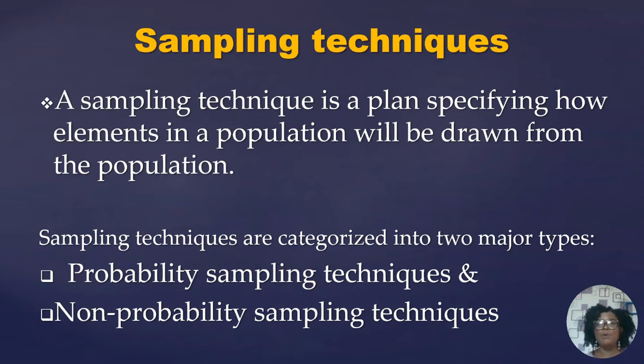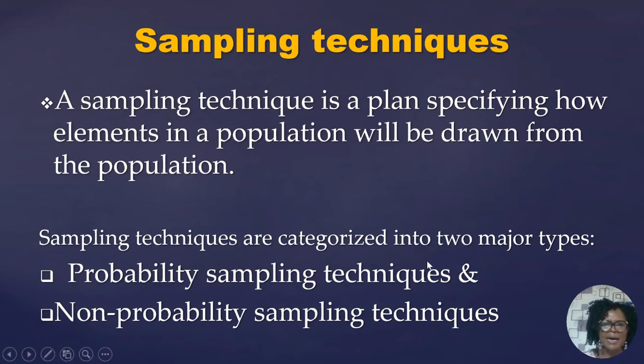If you want to do a shabby work, you can use a very simple sampling technique. If you want to do a good work, you have to find a matching technique that will help you to make a good sampling. A sampling technique is a plan specifying how elements in a population will be drawn from the population. So when you have a population you want to study and it's so large, you cannot cover them and you want to sample, you have to know how to pick a representation of the population so that it will be a good representation. That's what we mean by sampling. The method used in sampling is what we call sampling technique.